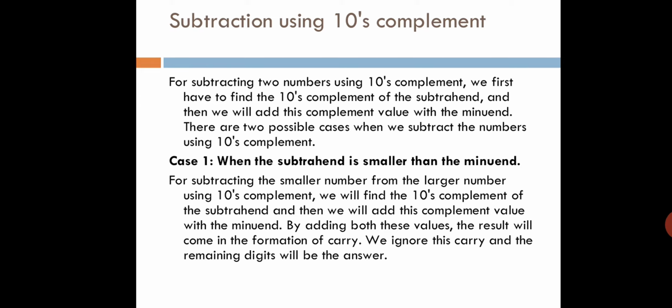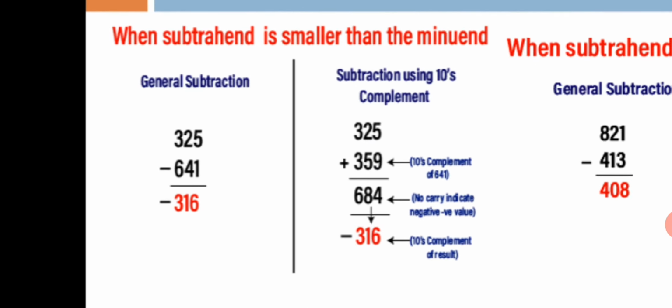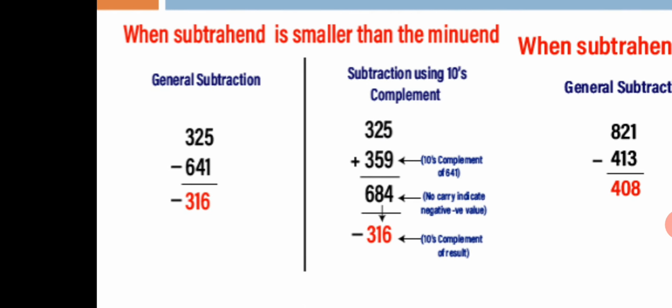Now we will see the example itself. Directly we can jump to the example. So you can see this example. What is the general subtraction? 325 minus 641. Now here the subtrahend is smaller than the minuend, isn't it? Correct. So in this case, in the general subtraction you are going to get minus 316, isn't it?